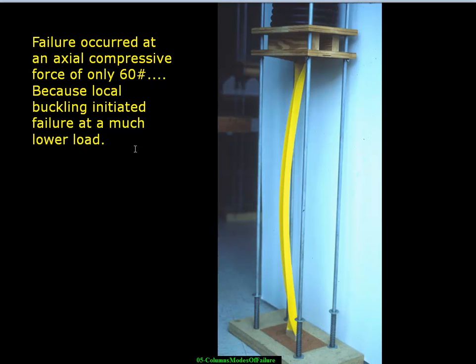And the reason it failed at that instead of 160 is once we had stabilized the column against overall buckling, local buckling took over and became the limiting factor. And this final failure mode is really quite twisted and grotesque. We eventually had to give up doing this experiment because this particular column just took too much abuse and eventually the glue joint failed.